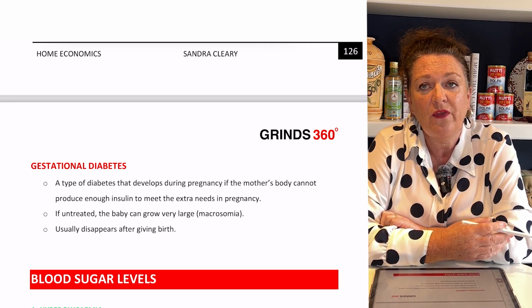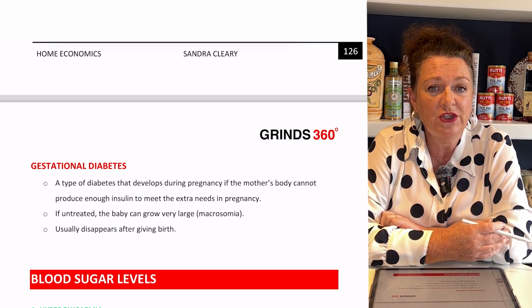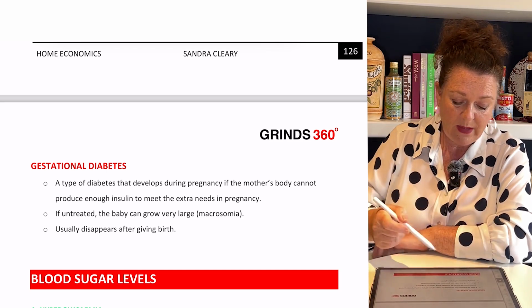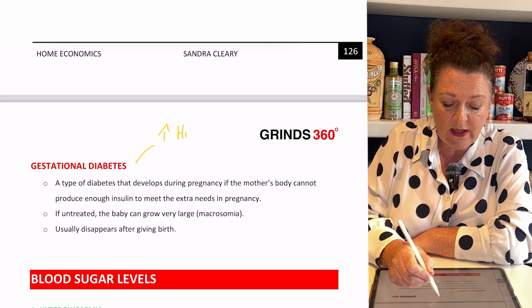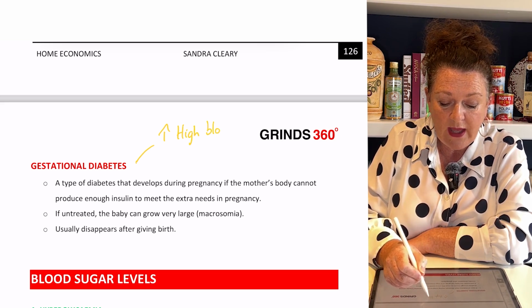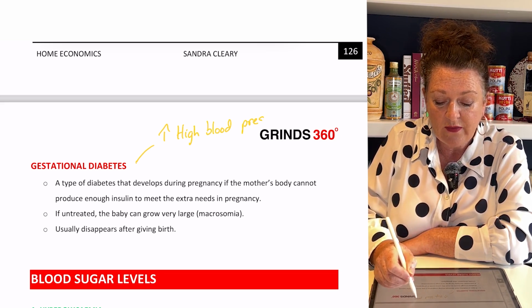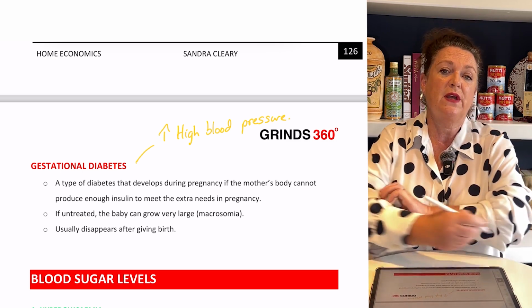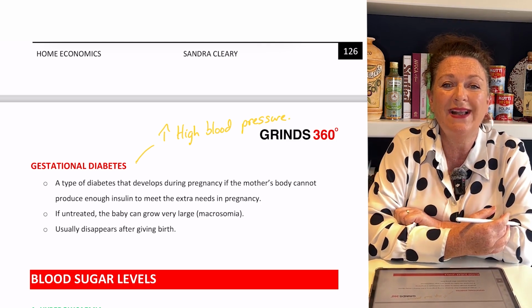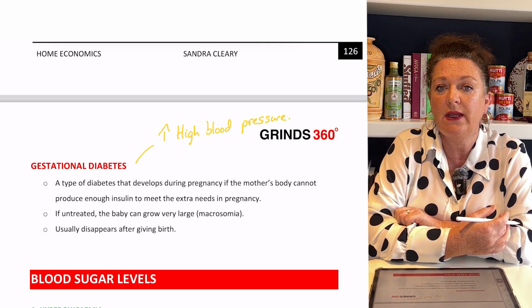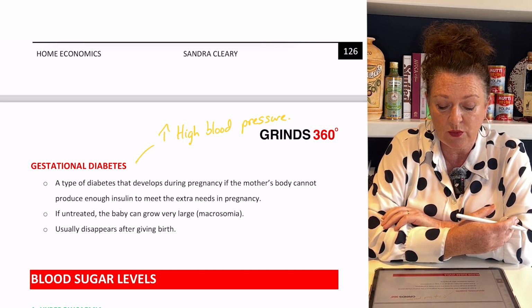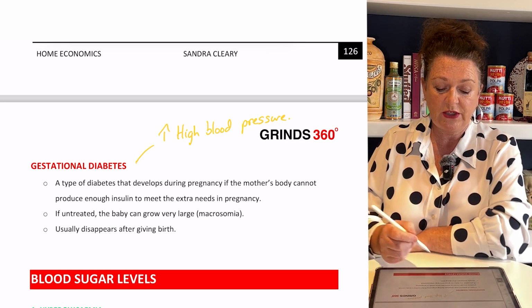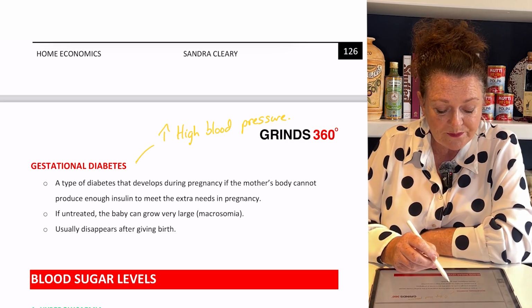And the other thing is, there could be complications if you have gestational diabetes. You could end up with the baby being very large, but also you could end up with an increase in blood pressure. And if your blood pressure is very high, this can result in a very dangerous complication called preeclampsia during pregnancy. And there would usually be an emergency cesarean in a situation like that with gestational diabetes.